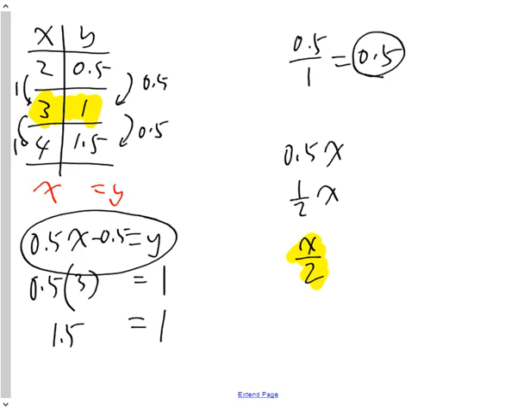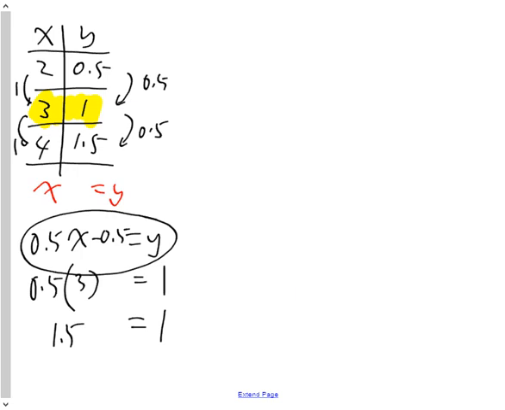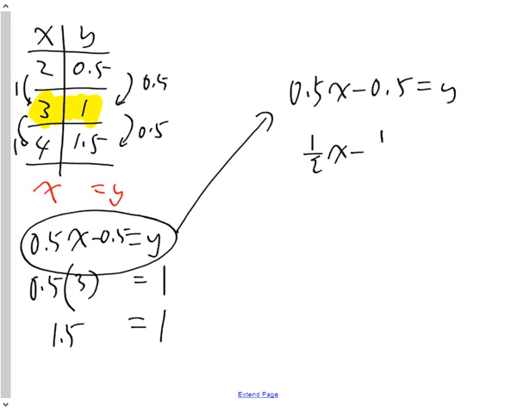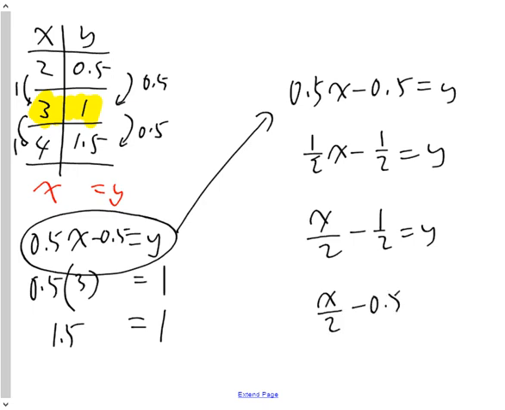Now you can write that in 2 different ways, or 3 different ways. You could write it as this, 0.5x minus 0.5 equals y. You could also write it as half x minus a half equals y. You could also write it as x over 2 minus a half equals y. Or you could write it as x over 2 minus 0.5 equals y. They're all the same thing.